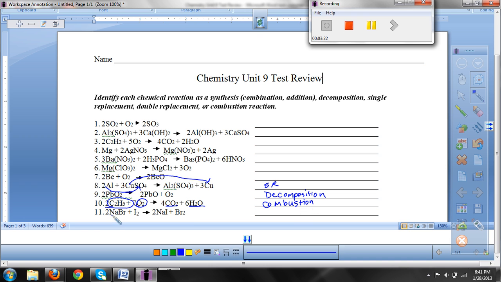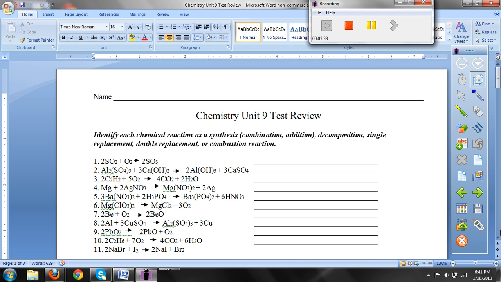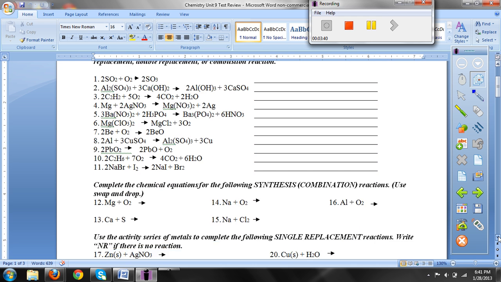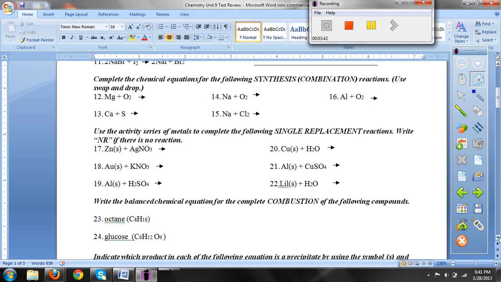And then sodium bromide plus iodine. My bromine is going to get kicked out by my iodine, so those are basically going to swap places. So if that happens, I know that I have a single replacement. So that took you through 1 through 11. All right, let's move on down. I'm going to go to 12.